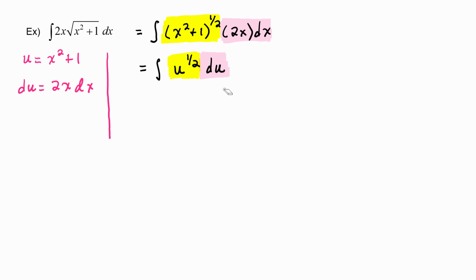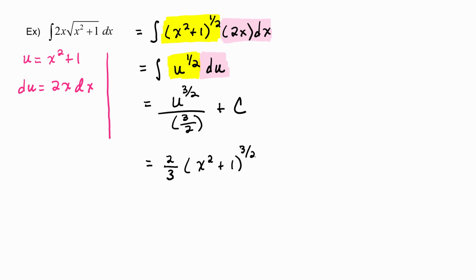And now this is a very simple integral to do. We get u to the 3/2 divided by 3/2 plus a constant. We know that dividing by 3/2 is the same as multiplying by 2/3, and then we can switch the u variable back to the x variable, and this becomes 2/3 times x squared plus 1 to the 3/2 power plus the constant of integration.